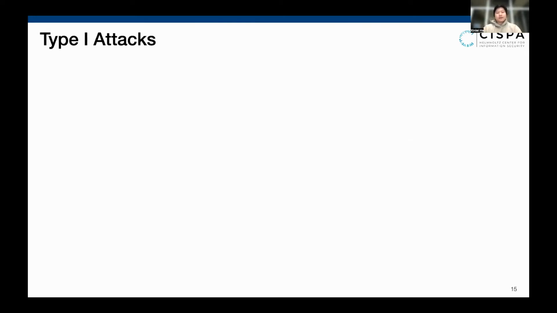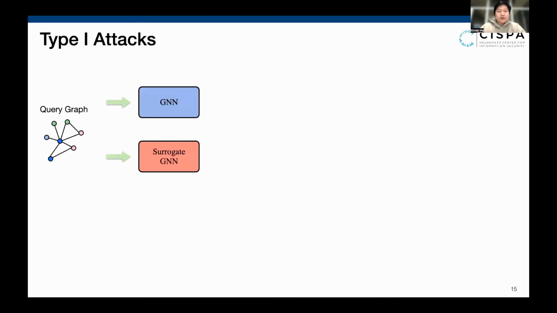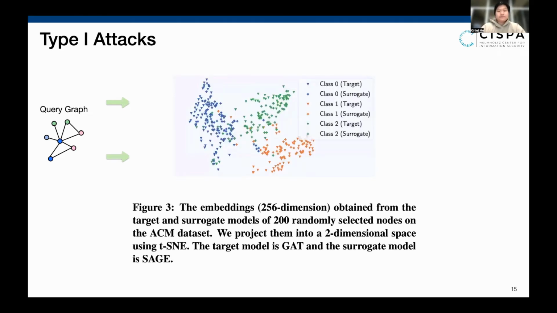We further conduct a study to show the similarity of the target and surrogate model. Concretely, we first randomly select a query graph to query both the target and surrogate model and obtain the embedding as the response. Then we project them into 2-dimensional space using t-SNE.